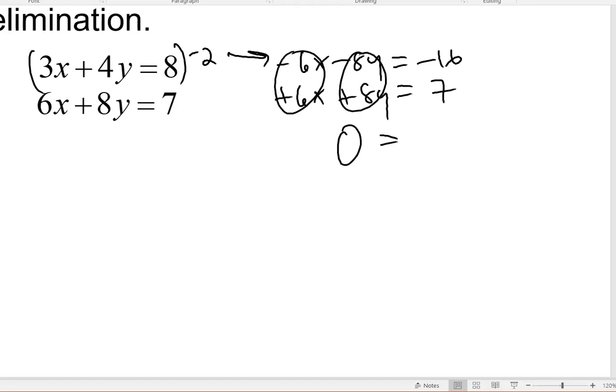Don't freak out. I get 7 equals negative 9, which is not true. When they're not the same, then there's nothing we can do to make them the same. This is a contradiction. This is no solution.